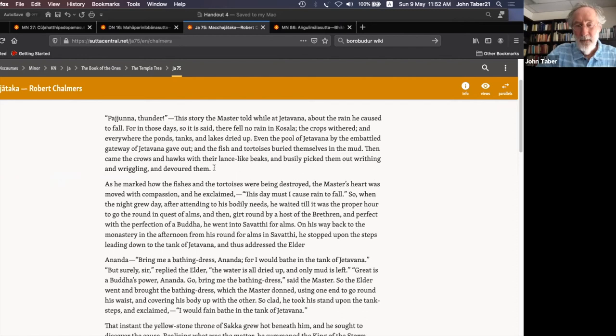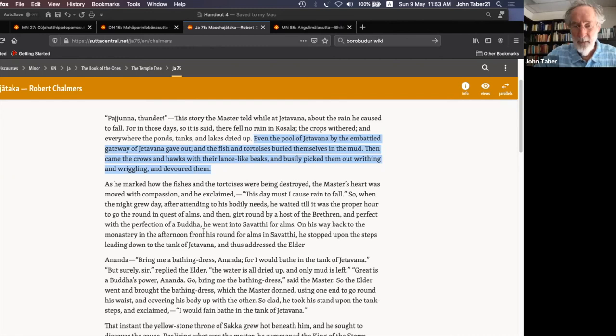And what motivates him is that the pool of Jetavana, the pond in this grove where he was staying, had dried up, and the fish and turtles buried themselves in the mud, and the crows and hawks came down and pecked at them and picked them out of the mud. And the Buddha, seeing this, felt compassion and decided it was time for it to rain. And so how did he make it rain?